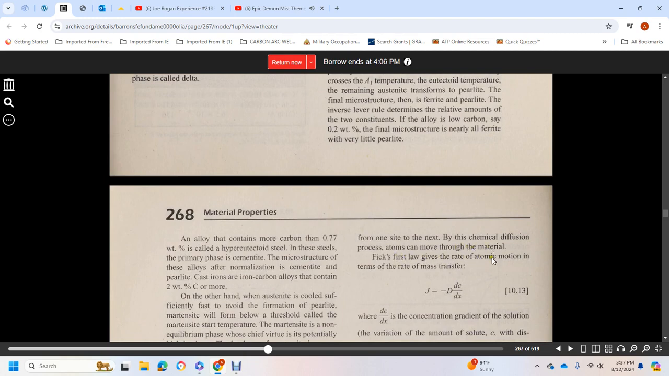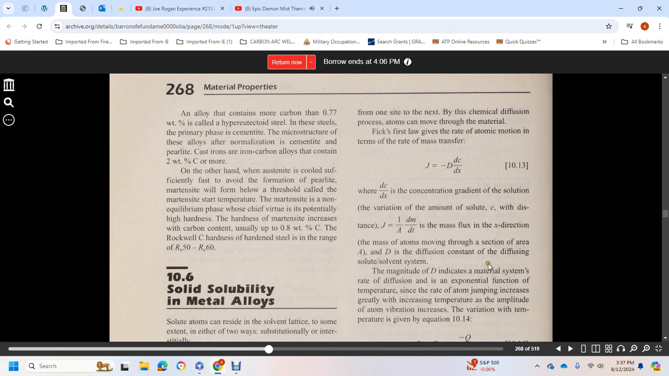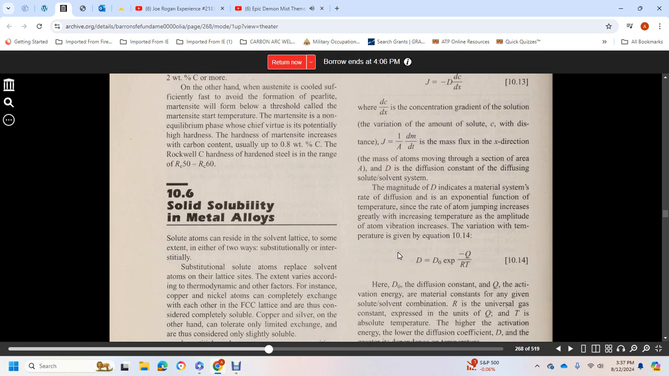Fick's first law gives the rate of atomic motion, termed mass transfer, as proportional to dC over dx, which is the concentration gradient of the solute, where C is the concentration and x is the distance. J, the flux, is the rate of atomic motion, expressed as 1 over A times dm over dt, the mass flux in the x direction. It is the mass of atoms moving through the cross-sectional area A, and D is the diffusion constant for the solute-solvent system. The magnitude of D indicates the material system.